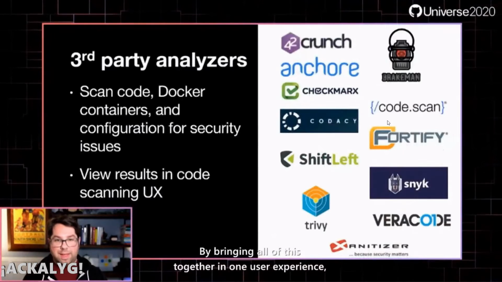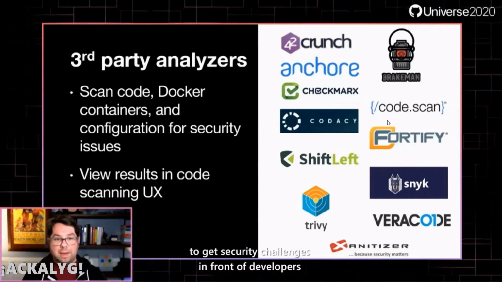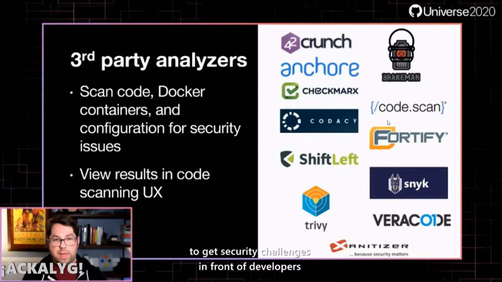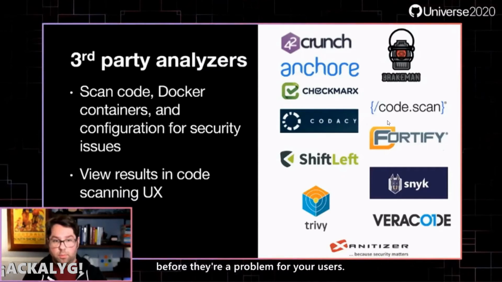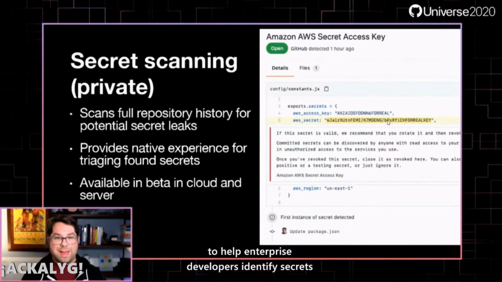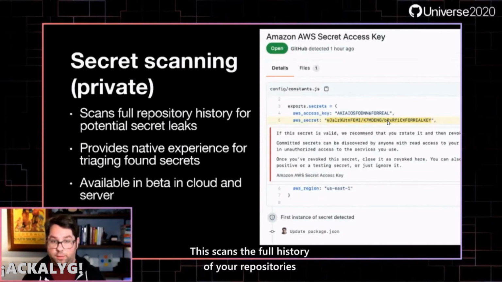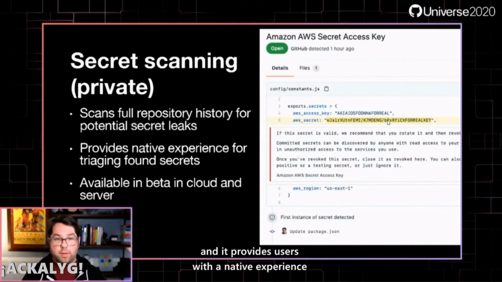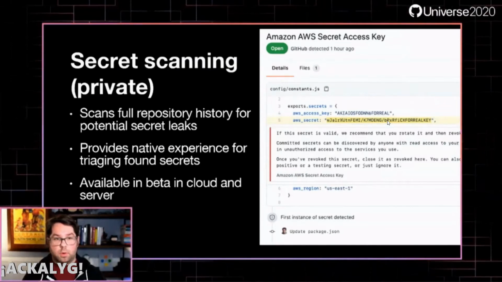By bringing all of this together in one user experience, we're making it easier than ever to get security challenges in front of developers before they're a problem for your users. And we're using that exact same infrastructure to help enterprise developers identify secrets in their private code as well. This scans the full history of your repositories, and it provides users with a native experience for triaging secrets that we find in your code.